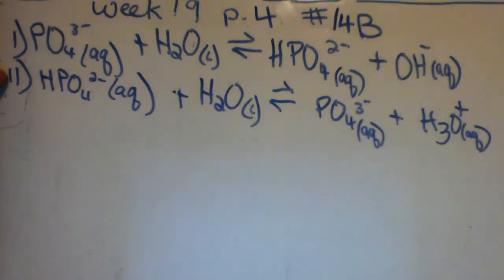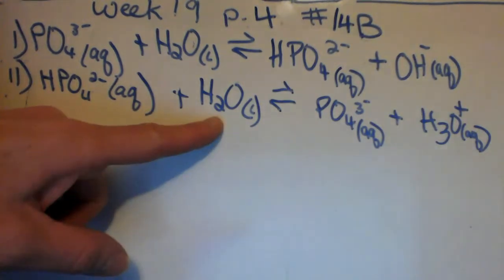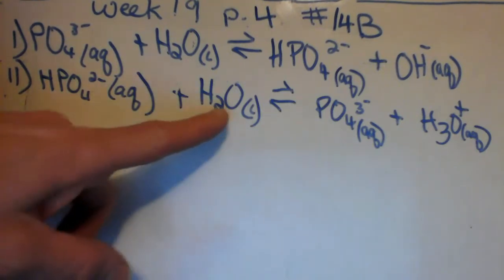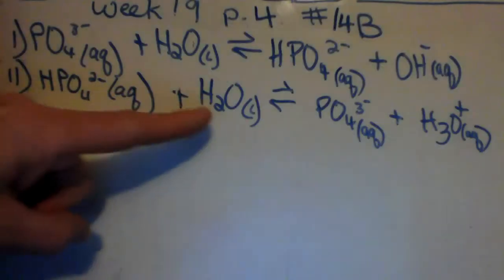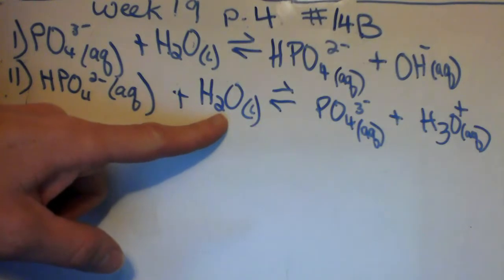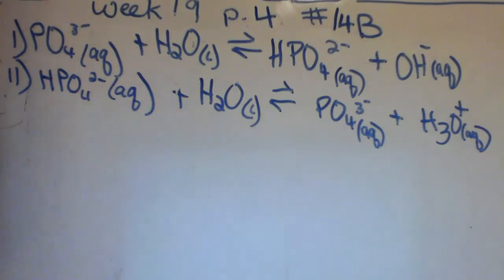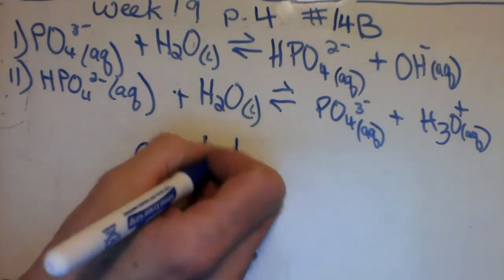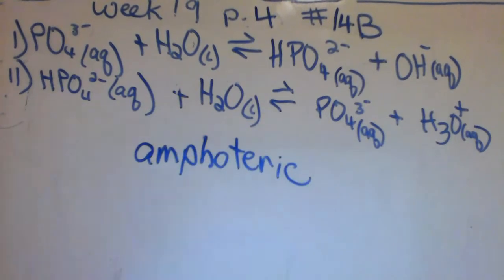But in equation number 2, the water accepts a hydrogen ion from the phosphoric acid and becomes hydronium. So here the water is acting as a base because it's accepting a hydrogen ion. The property of water that this exemplifies is the fact that it is amphoteric, which means it can act as either an acid or a base.